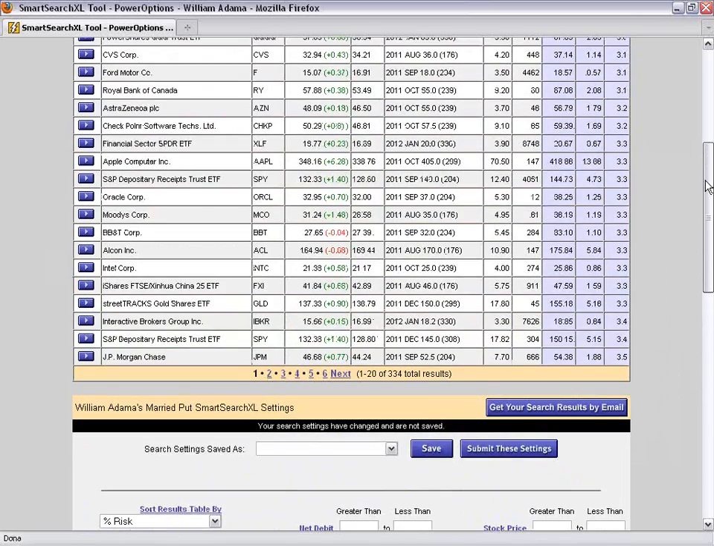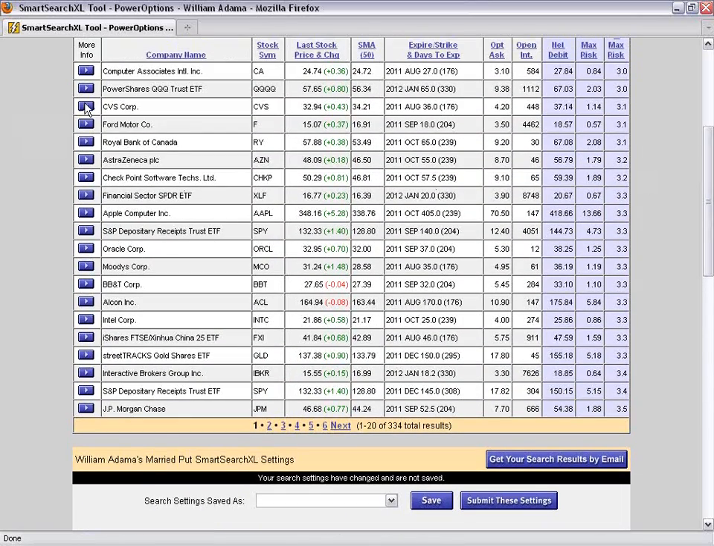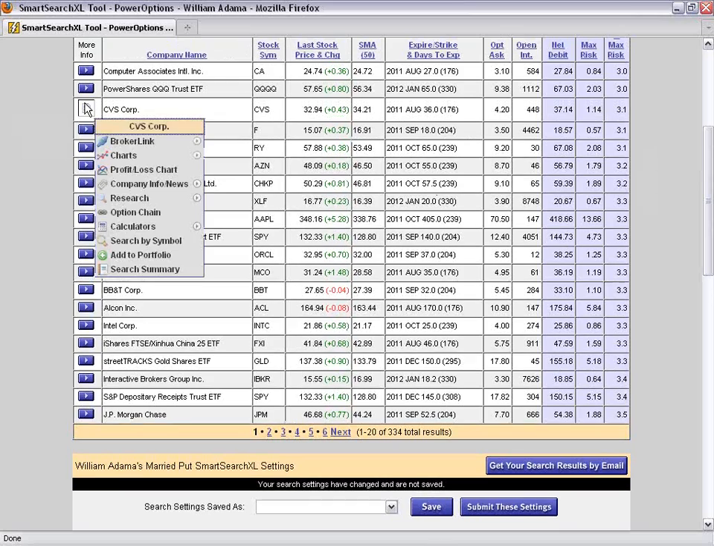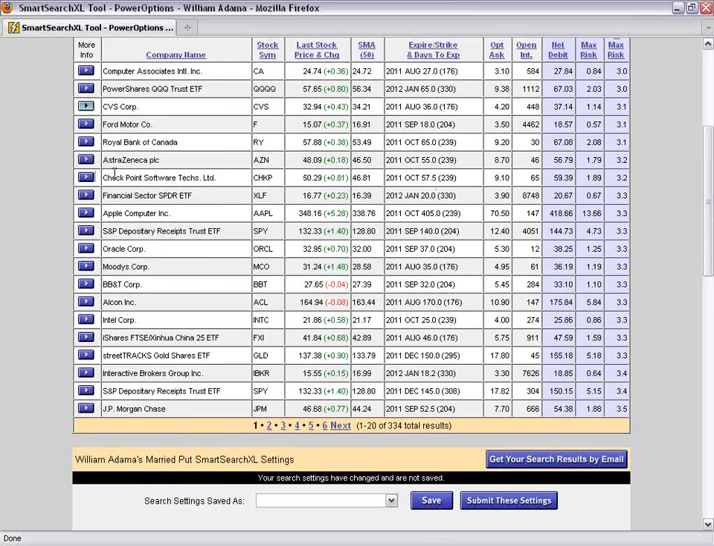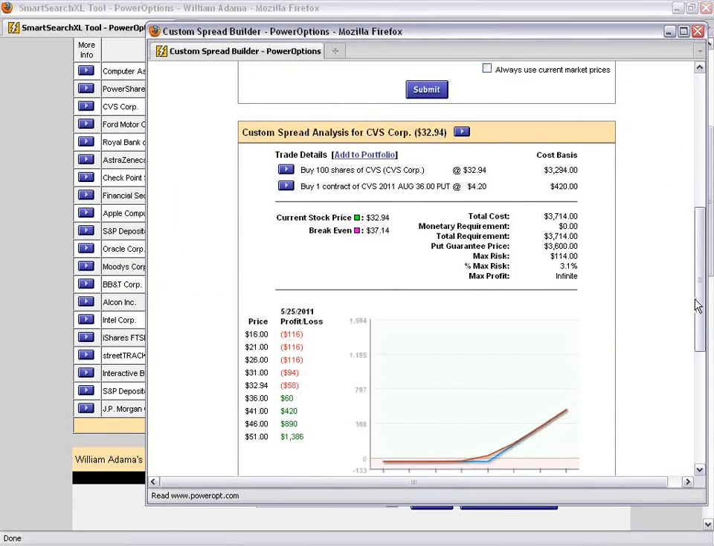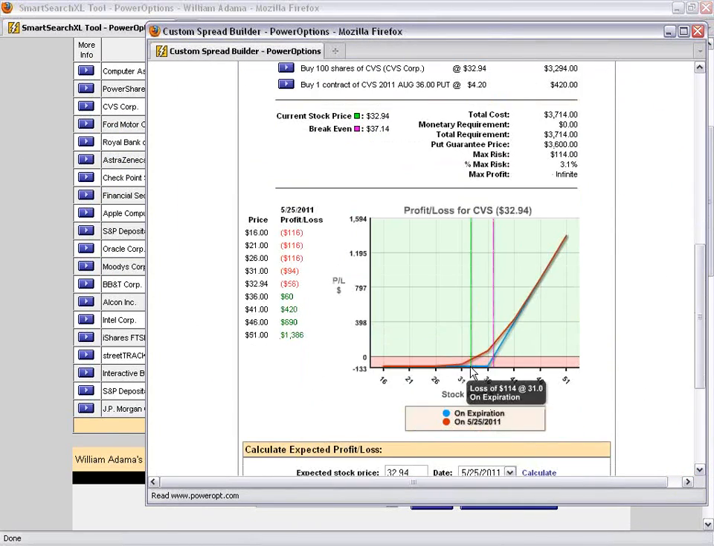Now remember, I didn't focus on this when we first went to the Married Put homepage, but let me just open the CVS Corp one and pull up the profit and loss chart. When you go to any strategy homepage, you see the profit and loss chart for the position over on the right-hand side. It's a blue hockey stick graph. Why is this important? Well, we're just looking at the hockey stick graph for the position. What do we know?